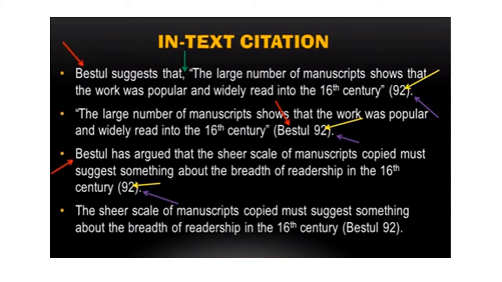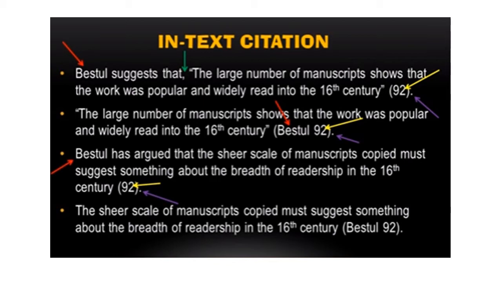You may have had a teacher, professor, or somebody tell you that you have something called the signal phrase. So in this example with the in-text citation, that text there, Bestial, that's the name of the writer, suggests that large numbers of manuscripts shows that work was popular and widely read in the 16th century. Page 92. Bestial there is going to be something called the signal phrase. Okay, so if you have a signal phrase, it's basically going to tell you where that information came from.